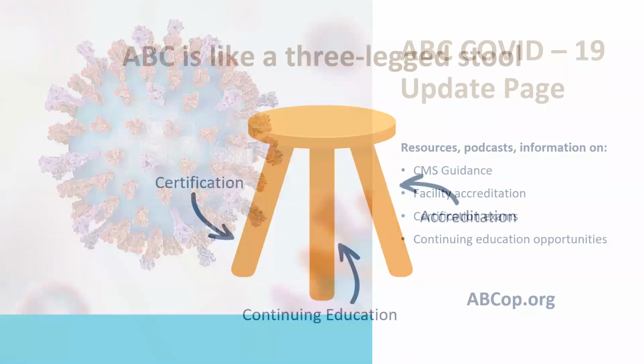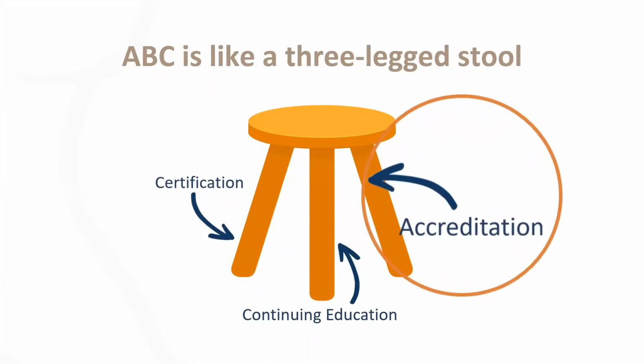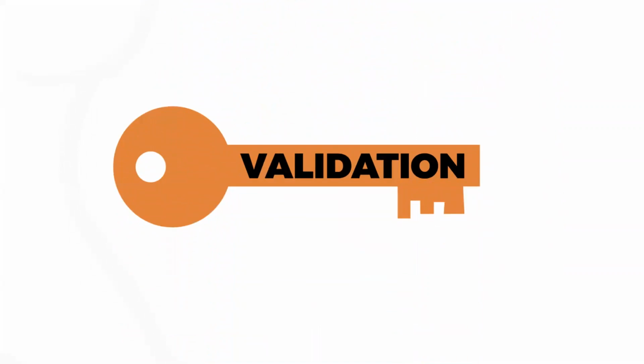So let's get into our area. It depends on how familiar you are with ABC. ABC does basically 3 things. We're like a 3-legged stool. We do certification, continuing education, and accreditation. And today we're going to focus on accreditation and compliance with that accreditation.